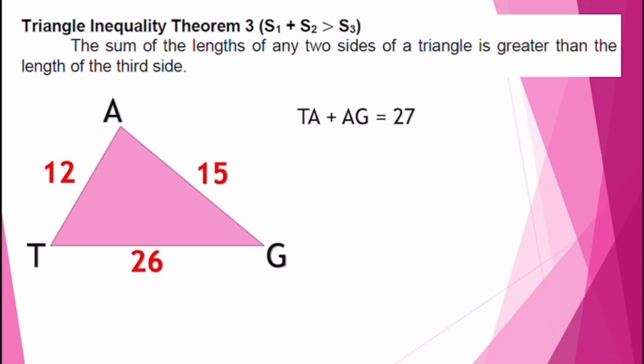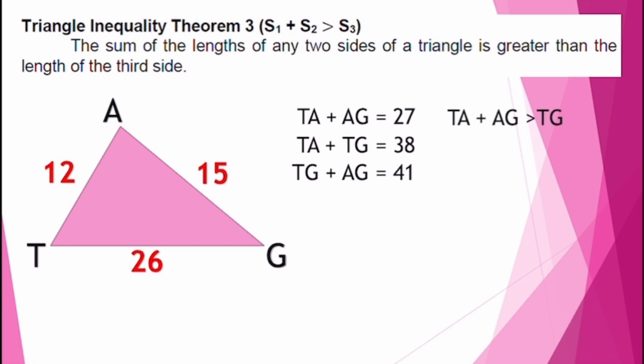Now, the measure of TA plus the measure of AG is equal to 27, the measure of TA plus the measure of TG is equal to 38, and the measure of TG plus the measure of AG is equal to 41. Then TA plus AG is greater than TG, TA plus TG is greater than line segment AG, and TG plus AG is greater than line segment TA.